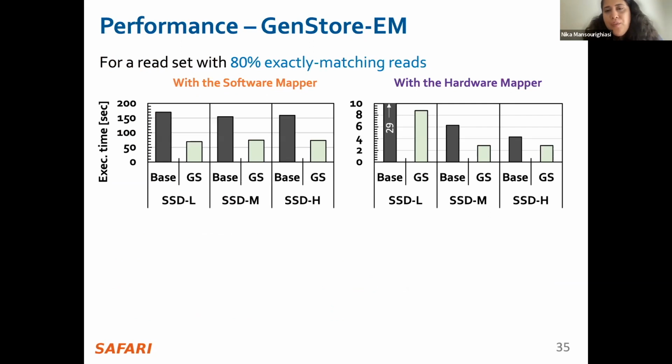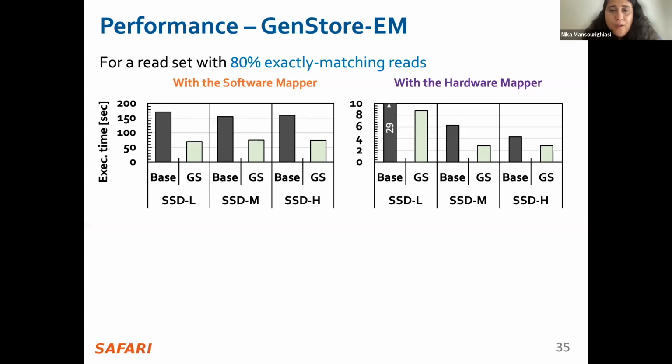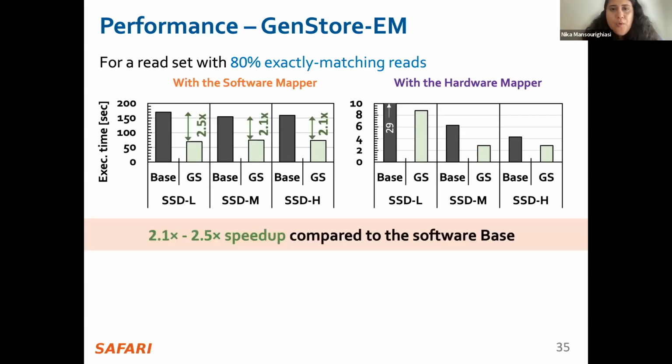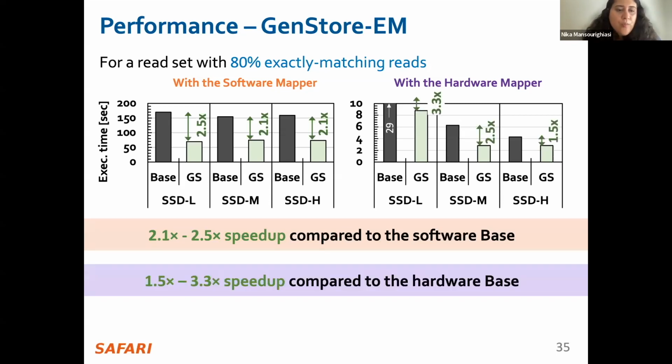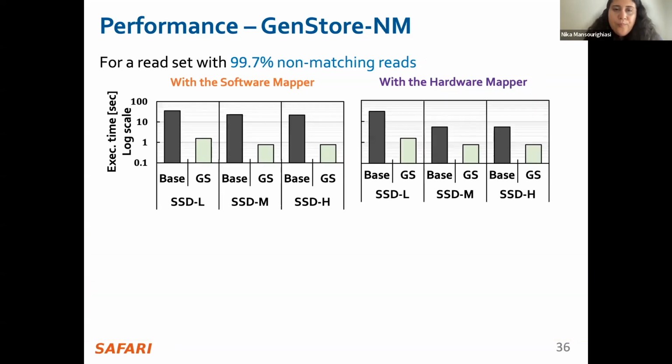We analyzed the benefits of GenStore-EM for a 22 GB short read set where 80% of reads exactly match some subsequences in the reference genome and can be filtered. So that typically happens in, let's say, a human data set. So we show the benefits of GenStore on hardware and software mappers. GenStore provides up to 2.5 times the speed up compared to software baseline and up to 3.3 times speed up compared to the hardware baseline. And it provides an average 3.9 times energy reduction.